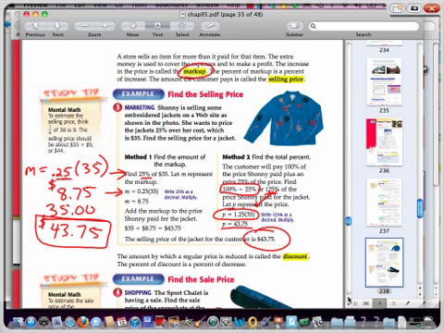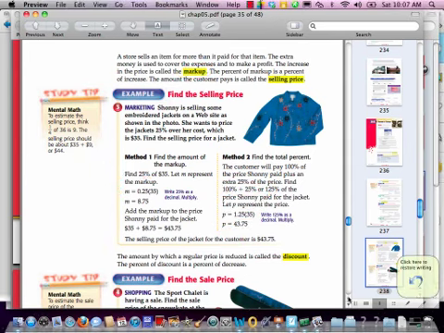So regardless of which way you do it, it is $43.75. You guys don't have to do it both ways. Just pick which way you like and do it that way.